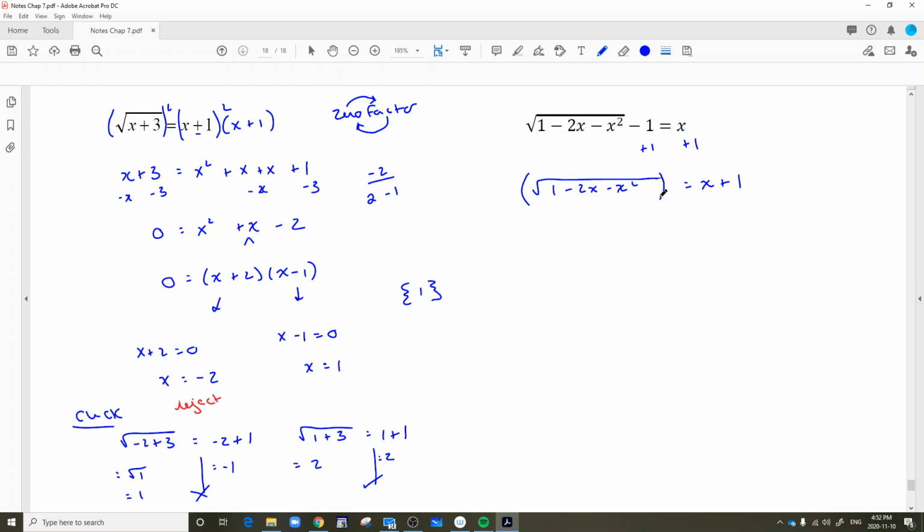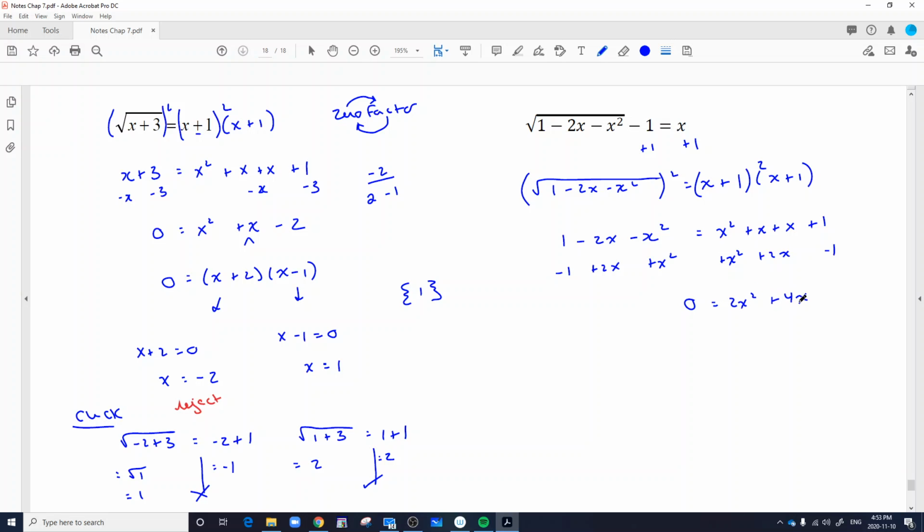Applying the power rule, you're going to square both sides. The square of a square root goes away. And then here I've got x plus 1 all squared. Now again, that means x plus 1 times x plus 1. X squared plus x plus x plus 1. I'm going to notice that this is a quadratic equation, and so I'm going to make it equal to 0. I'm going to add x squared, I'm going to add 2x, and I'm going to subtract 1. 0 on the left is equal to 2x squared plus 4x, and then plus 0.